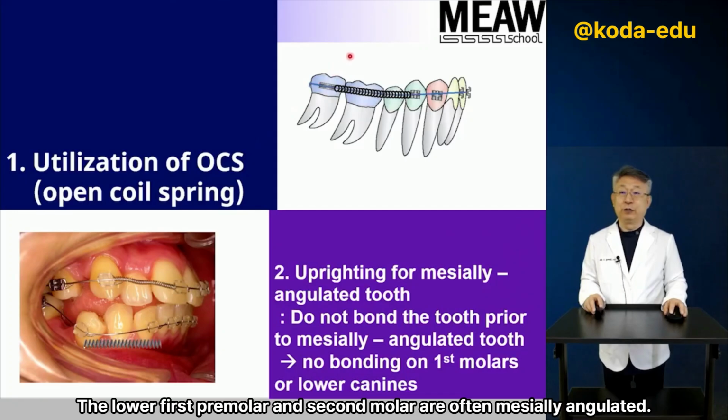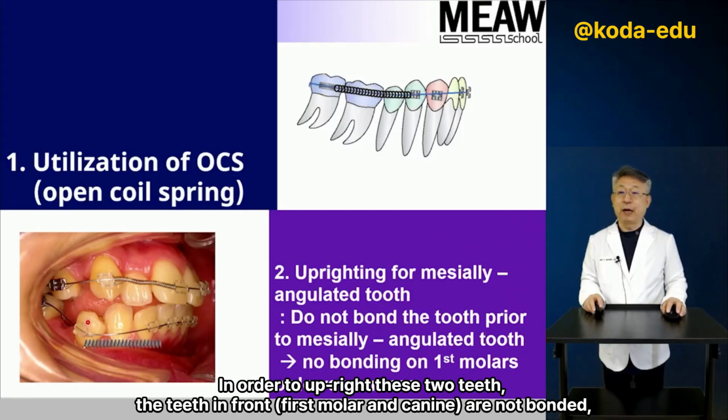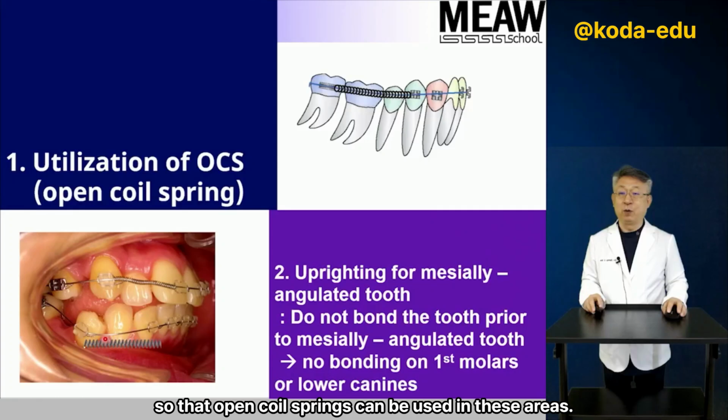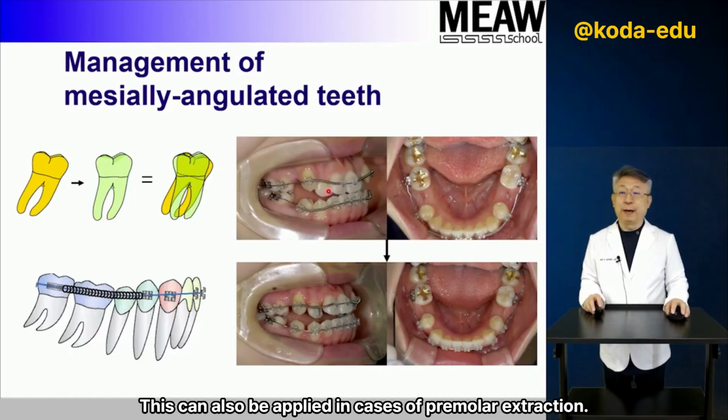The lower first premolar and second molar are often mesially angulated. In order to upright these two teeth, the teeth in front, the first molar and canine, are not bonded, so that open coil springs can be used in these areas. This can also be applied in cases of premolar extraction.